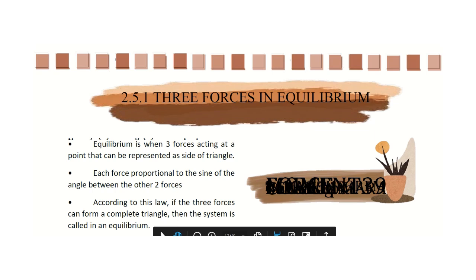equilibrium. A state of equilibrium is said to exist when two or more forces act upon a particle or upon a rigid body and motion does not take place. This means that if three forces acting at a point can be represented by the sides of a triangle and the forces all act in the same sense around the triangle, then these forces are in equilibrium.